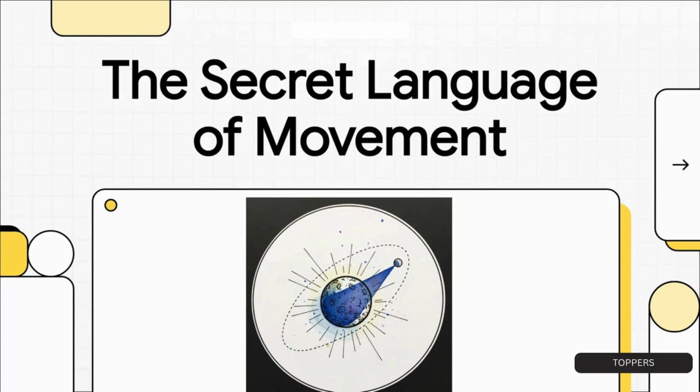Today, we're going to decode a language that is literally all around us. It's a language that governs everything, from the planets up in the sky to the tiniest atoms in our own bodies. We're talking about the universal language of motion.